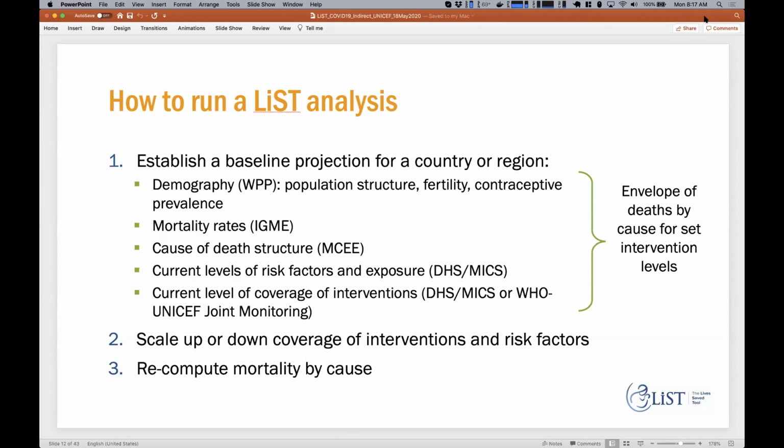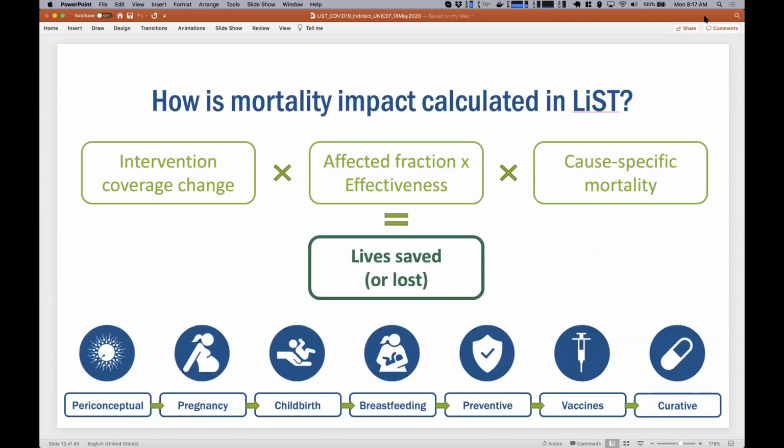Next slide. So we take that change in intervention coverage, tempered by the effectiveness of the intervention in averting mortality, and apply that to the baseline envelope of potentially preventable deaths. And we apply that change in coverage for each intervention along the continuum of care. Next slide.